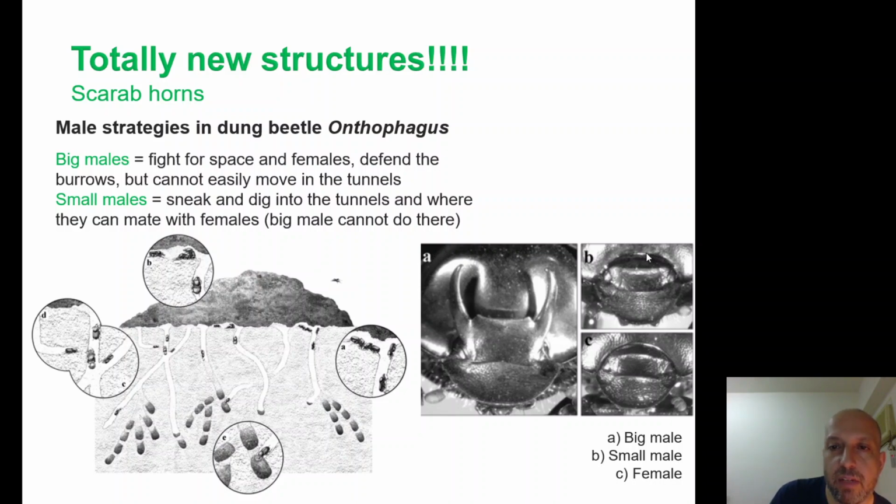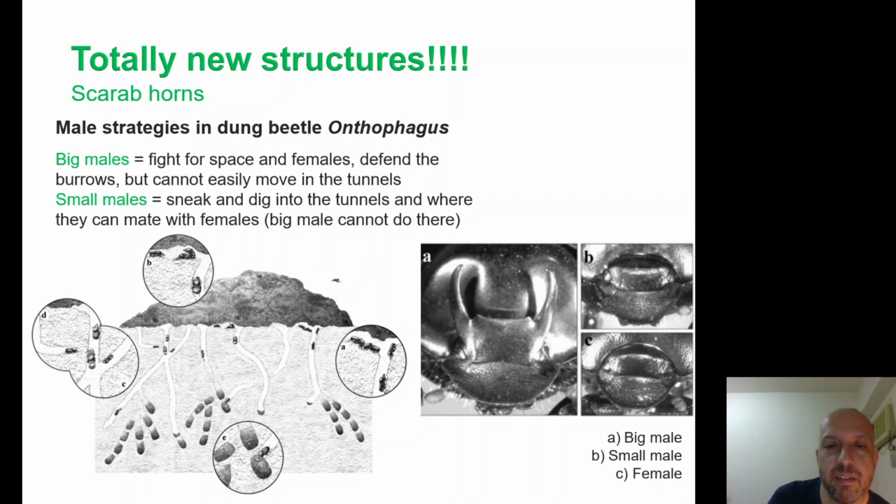The females don't have horns. The males do. Males are those which are fighting with each other, which you can see here, and who are also guarding the entrance to the tunnels. But then we have small males. This is this one. Small males basically look like females. They don't have any horns. And their strategy is totally different. They cannot win if they fight with the big male, right? So the strategy is sneaky.